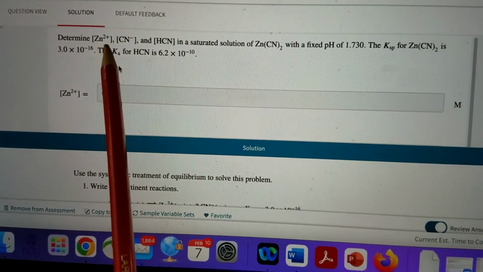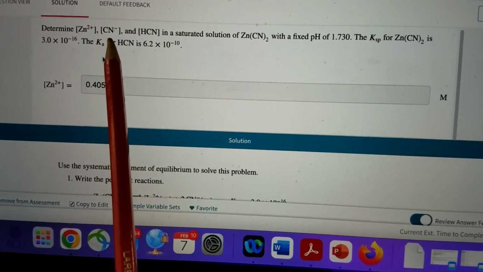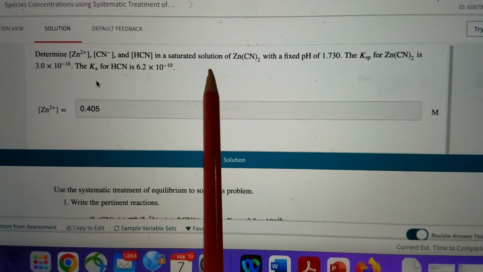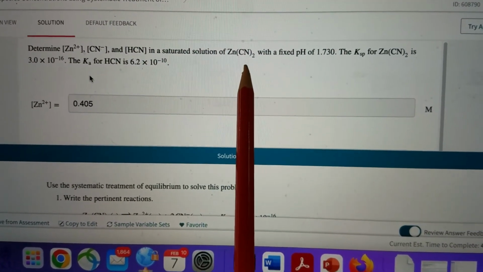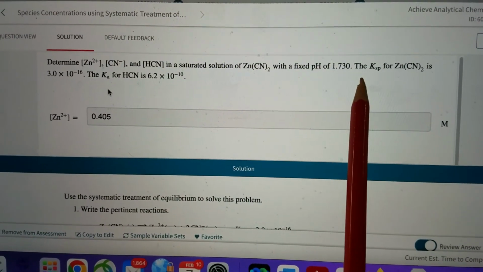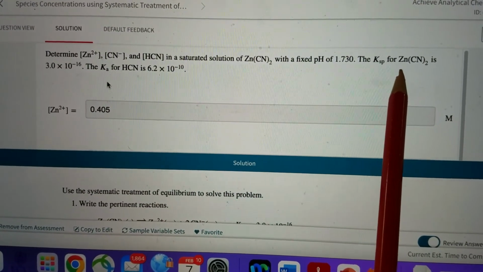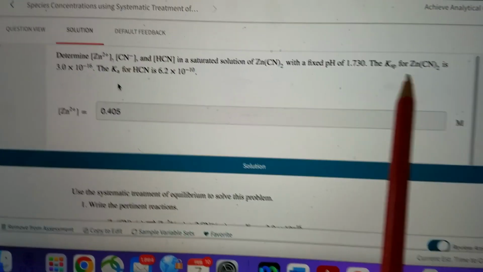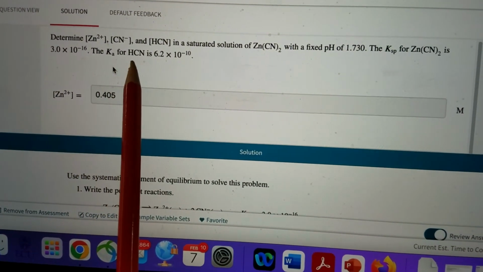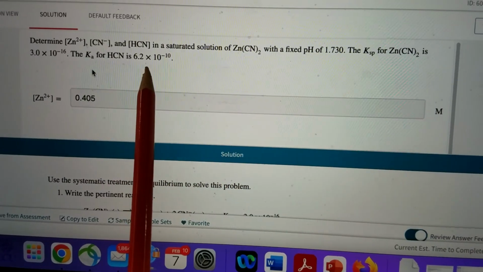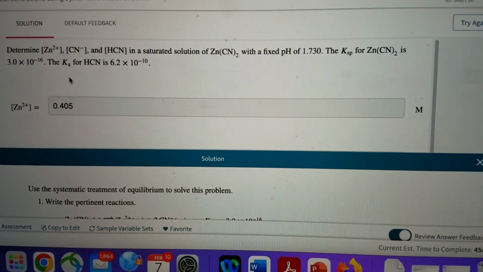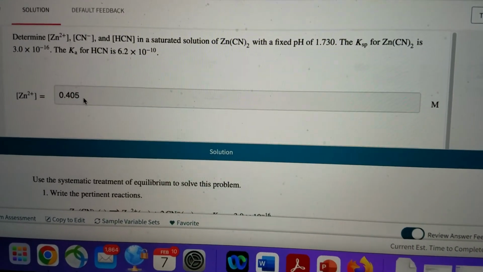Determine Zn2+, CN−, and HCN in a saturated solution of zinc cyanide with a fixed pH of 1.73. The Ksp for zinc cyanide is 3 times 10 to the negative 16, and Ka for hydrogen cyanide is 6.2 times 10 to the negative 10. Okay, so this is a systematic treatment problem.